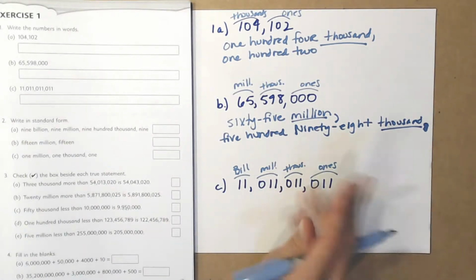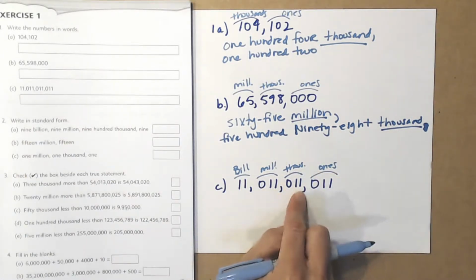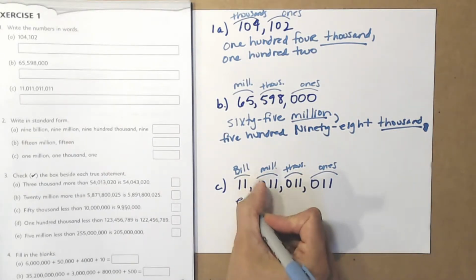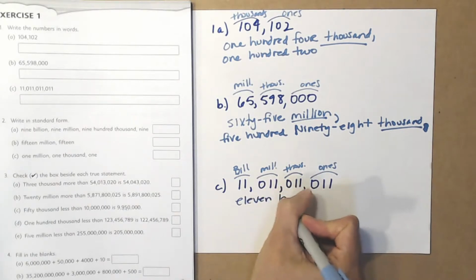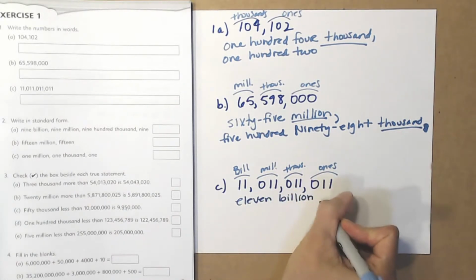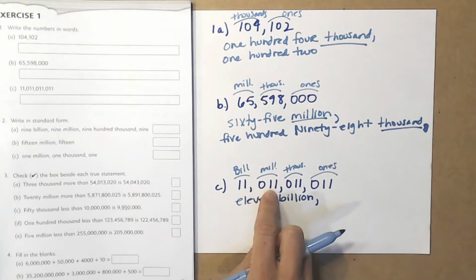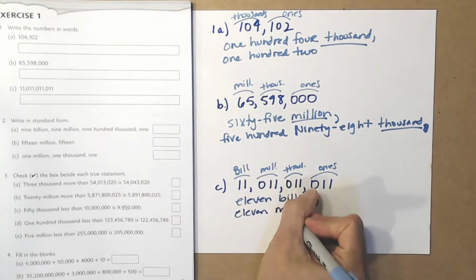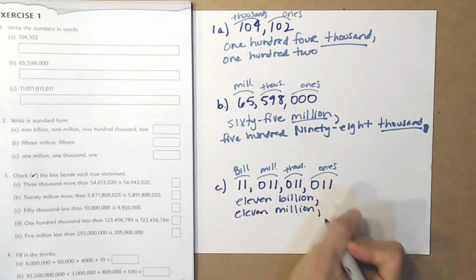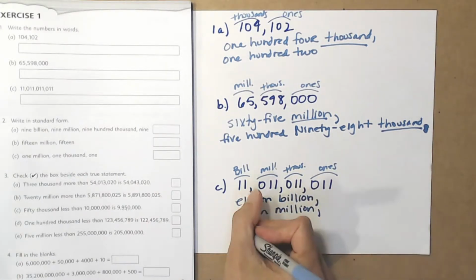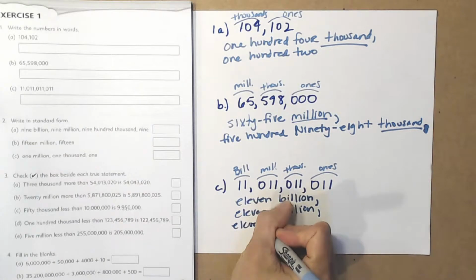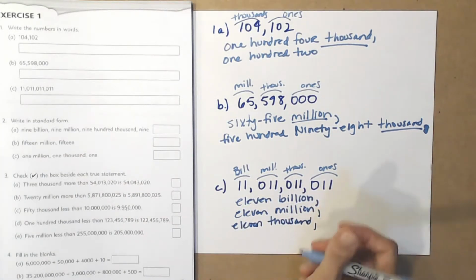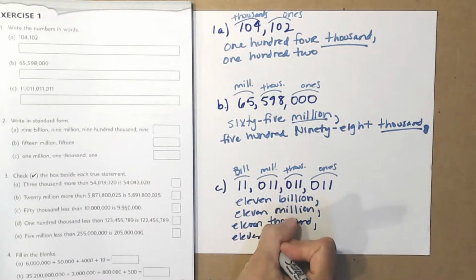For this last one, we have billions, millions, thousands, and ones. So we start with our billions. We have 11 billion. So we just write 11 billion, comma. Now we move on to the millions. We have 11 million, comma. We have 11,000, comma, and 11. So just 11.